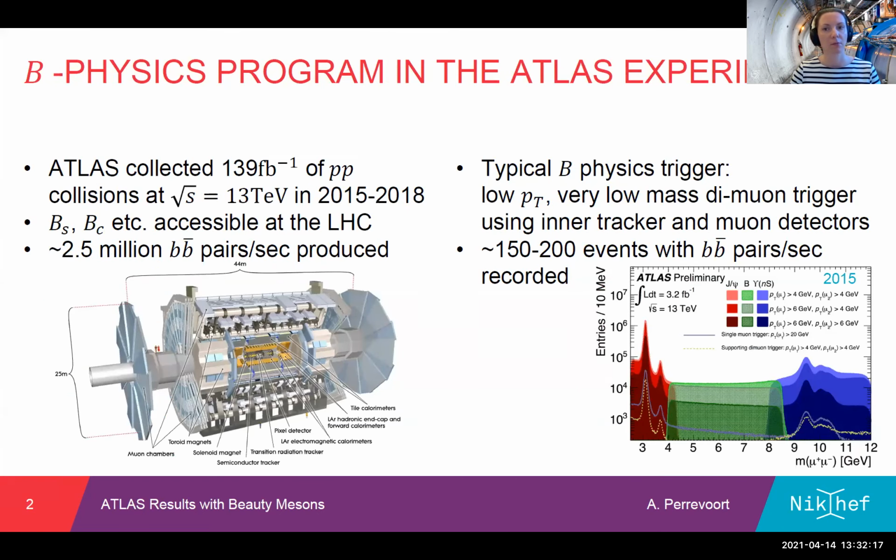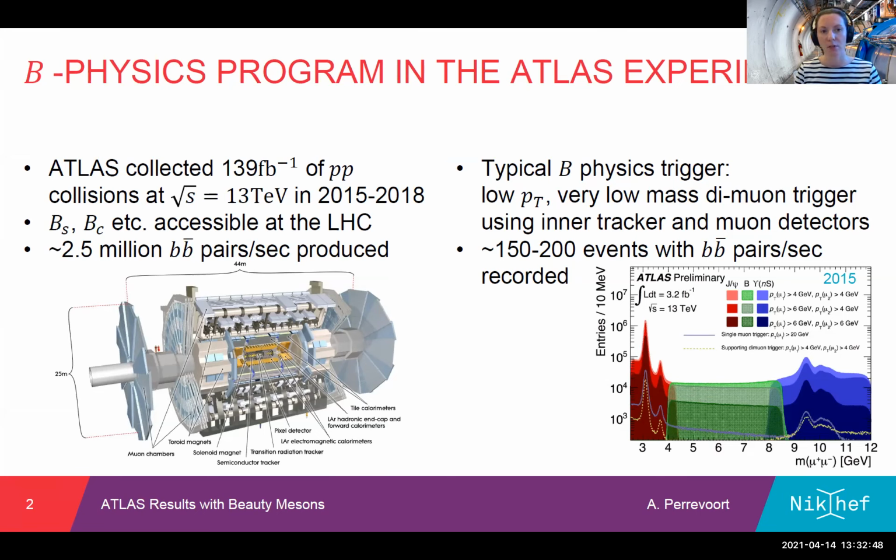The B-physics program: ATLAS is a general purpose detector. Nevertheless, of course, we produce a lot of B mesons. In Run 2, 2015 to 2018, we have collected 139 inverse femtobarn of proton-proton collisions at a center of mass energy of 13 TeV. And with this high center of mass energy, we also have access to heavier B states, such as B_s, B_c.